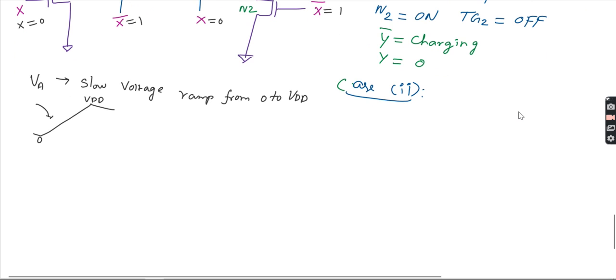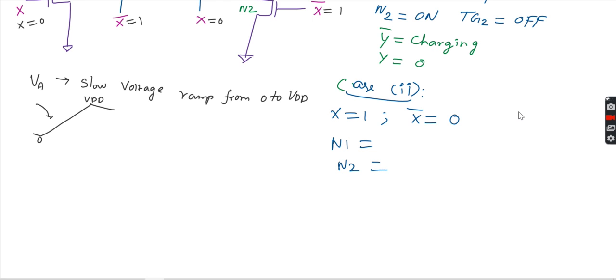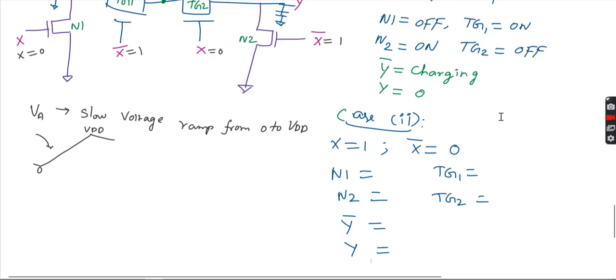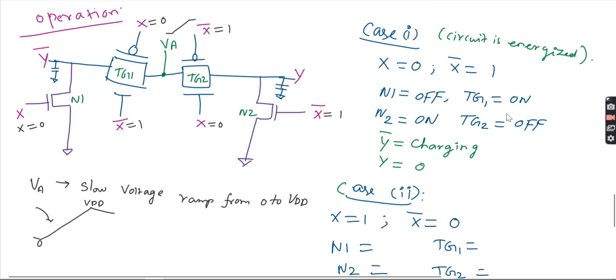Then let me go for case two. What is case two actually? We need to apply X equal to 1 and X bar equal to 0. Now you need to tell me what N1 and N2 are, then TG1, then TG2, then what about Y bar, then what about Y? In simple terms, Y bar is charging, meaning the capacitance is going from 0 to VDD. That is what the capacitance means. Now X is equal to 1, so let me put X equal to 1.